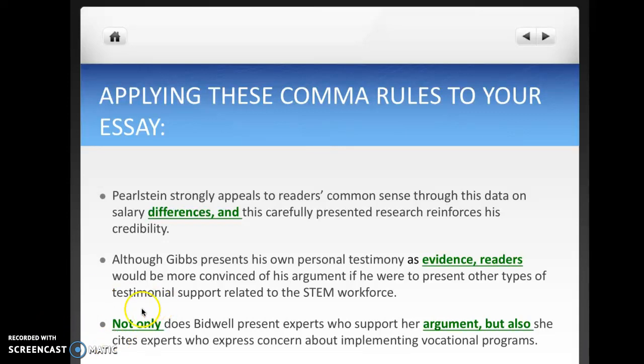What I really like about the not only but also setup is that whenever you're trying to show two things that are happening, like it's not limited to just one thing, the author's also accomplishing this other thing, I really like the correlative structure of not only but also. Just make sure you have a subject and verb in each part of it in order to justify the comma being there. So Bidwell is the subject, and then does present is the helping verb. Here we have she as the subject of this part of the sentence, and then cites is the verb. So everything checks out and the comma is justified.